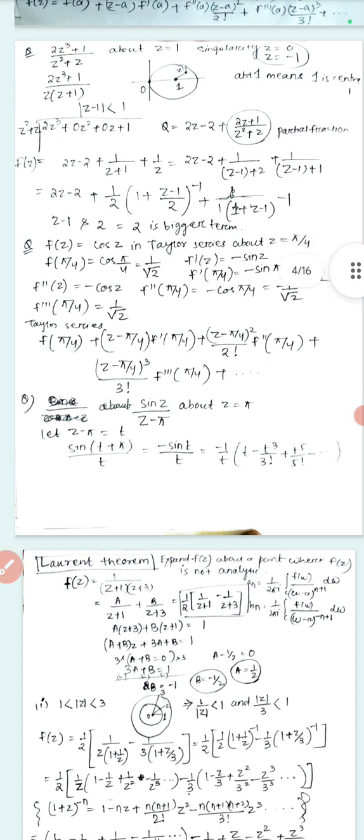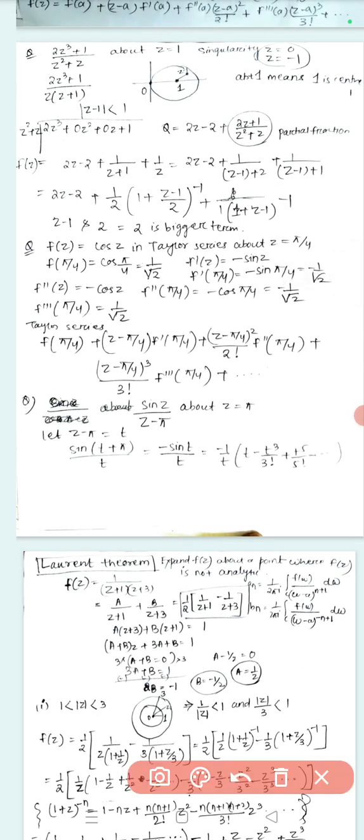Look at this question, f of z equal to cos z. Expand in Taylor series at z equal to pi by 4. Find f of z at pi by 4, then f dash z, that is the derivative of cos z, that is minus sin z, f dash pi by 4 is minus sin pi by 4, f double dash z is minus cos z, since the derivative of sin z is cos z. Then the double derivative of f at pi by 4 is minus cos pi by 4, likewise you put in the formula.